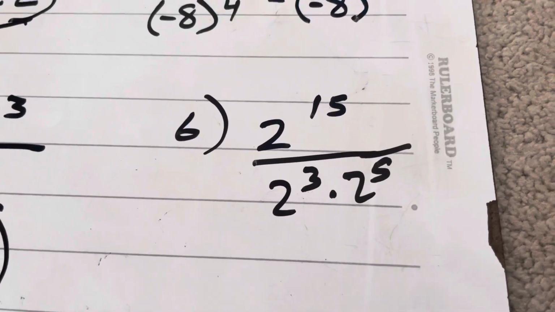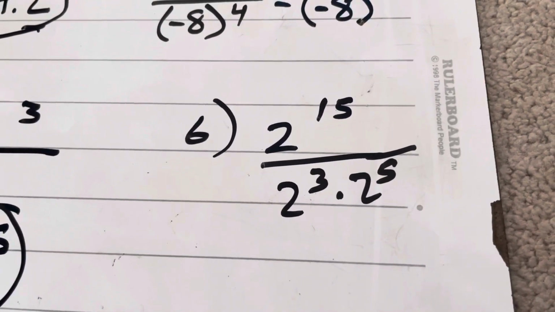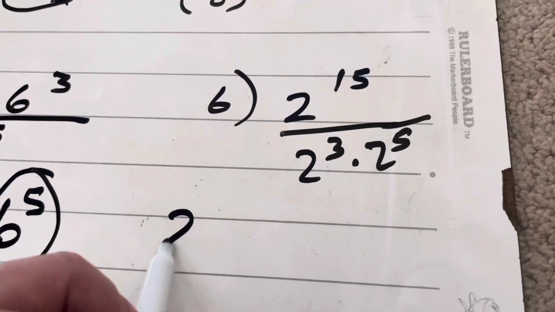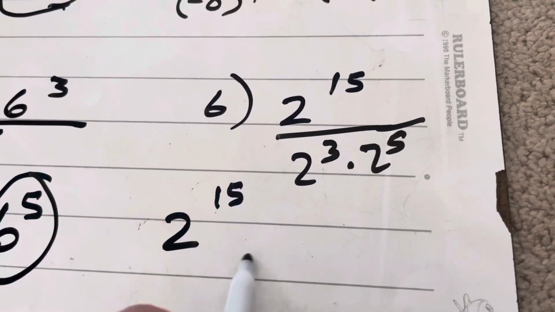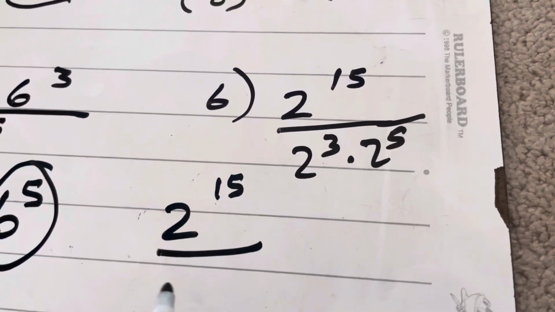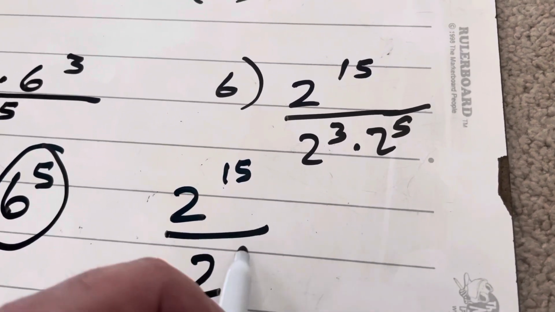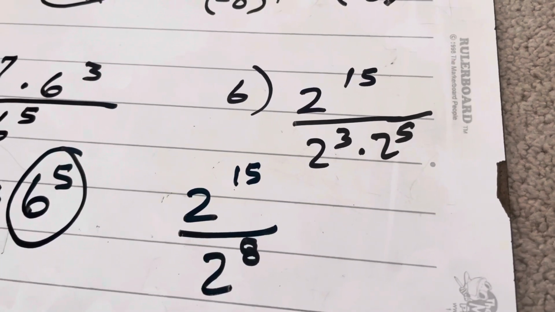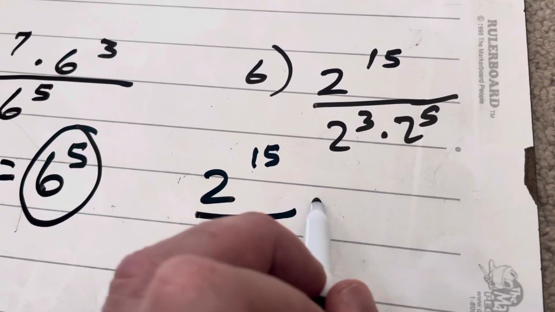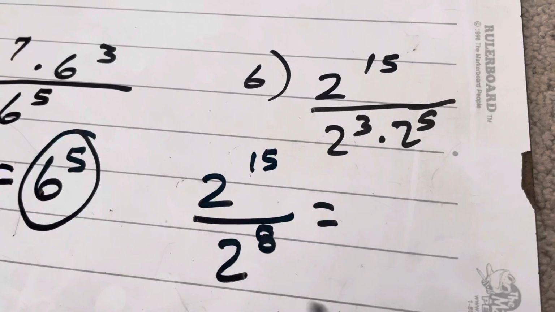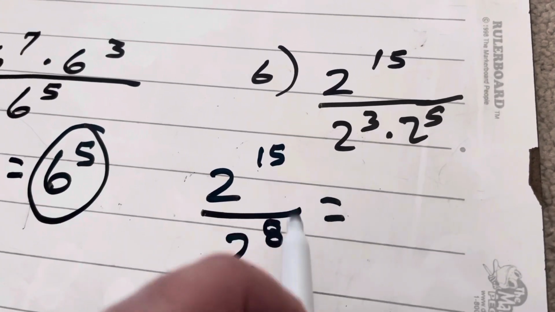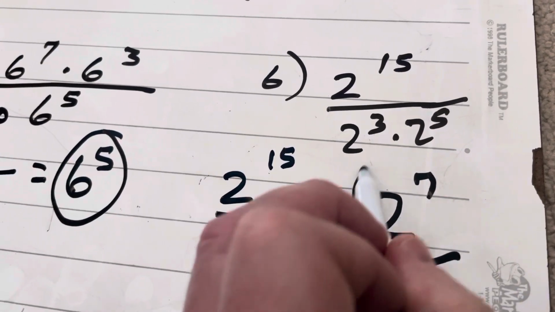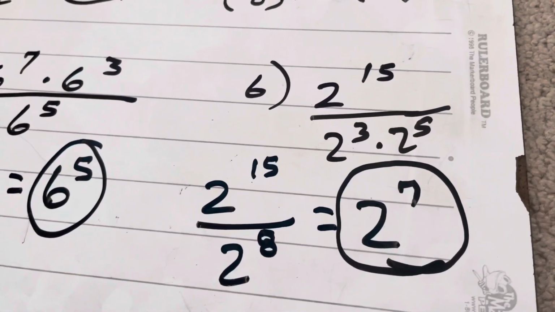2 to the power of 15 being divided by 2 to the power of 3 times 2 to the power of 5. Well, we're going to leave our 2 to the power of 15 alone. 2 to the power of 3 times 2 to the power of 5 is 2 to the power of 8, because 3 plus 5 is 8. This now is a division problem. 2 to the power of 15 divided by 2 to the power of 8. 15 minus 8 is 7. So my final answer is 2 to the power of 7.